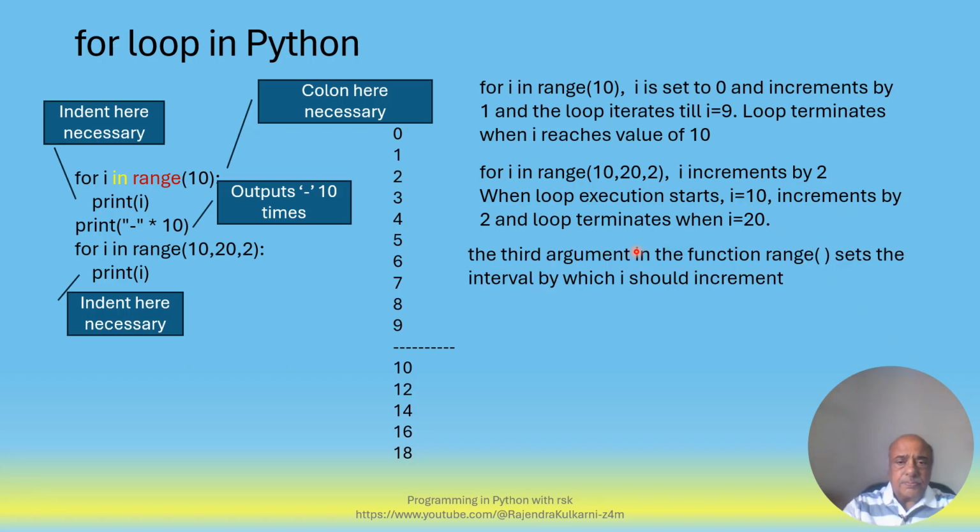to 20. The third argument in the function range sets the interval by which the variable named I here should be incremented. We can have any name in place of I. It can be A, B, C, or AA, BB, CC, or whatever a programmer likes to use.